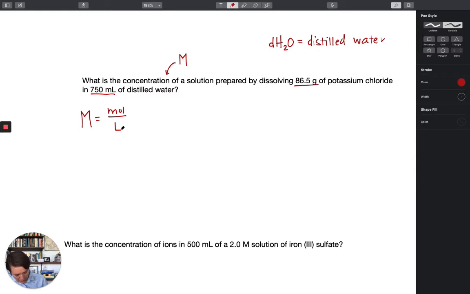Okay, so right now we're given a mass, lowercase m, and we're given a volume. And we need to use that information in order to find our molarity. So the first thing we need to do is convert grams to moles. And there's only one way to do that, and that's molar mass. And at this point in the semester, you should be very comfortable making that conversion. So 86.5 grams of potassium chloride, KCl.